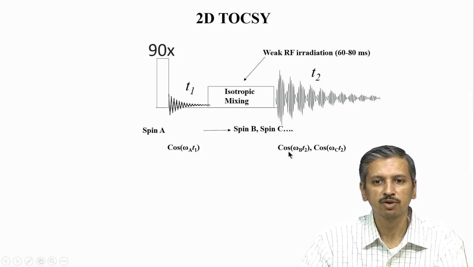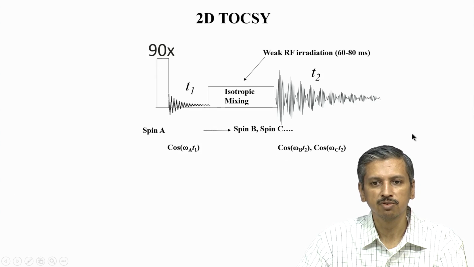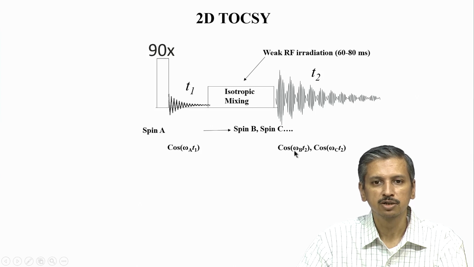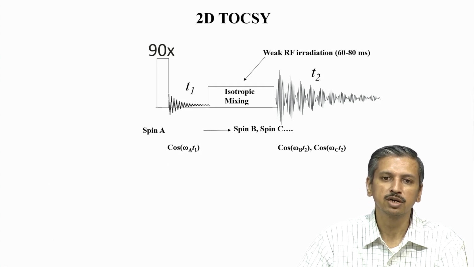B will evolve with its frequency, C will evolve with its frequency, D will evolve with its frequency and so on. But each of these evolutions is connected, because they have come from A only. So, we are correlating A to B because of this connection, and we also correlate A to C, A to D and A to E and so on. So, we form a chemical shift correlation between A and D and C just by using this TOCSY concept. This is a very useful experiment because it gives us long range transfer information which we will not get from a simple COSY.